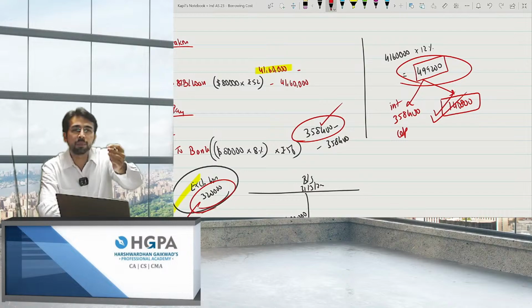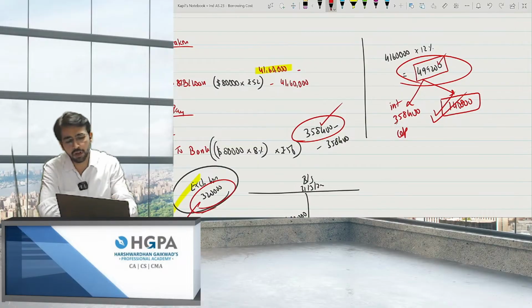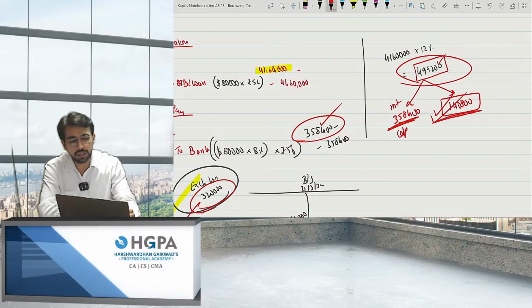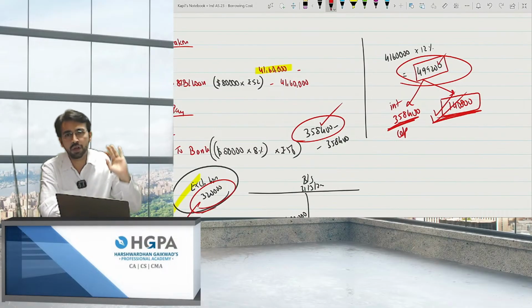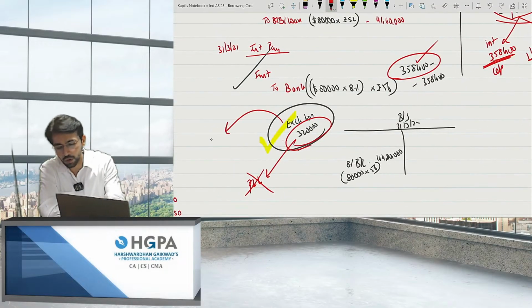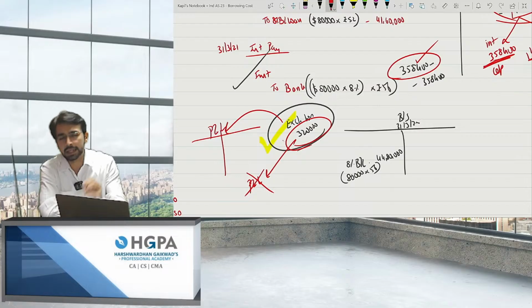So the option is still open for you. I will give you an option to capitalize till 4,99,200. You have capitalized only 3,58,400. If there is any loss up to 1,40,800, I will give you an option to capitalize. But above that, obviously, you have to transfer it to P&L. That means any exchange loss beyond that will obviously be transferred to P&L, but not entirely.